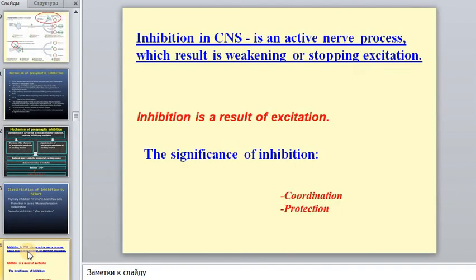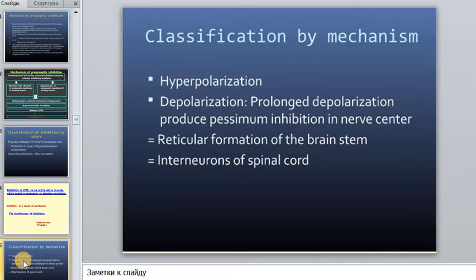What we have in general: inhibition in the central nervous system is an active nerve process which results in weakening or stopping excitation, and inhibition is the result of excitation. You see this, and the sense of inhibition is just coordination in the central nervous system, coordination of signals and protection of neurons, of the whole nervous system too. And in this mechanism, we have hyperpolarization or depolarization.